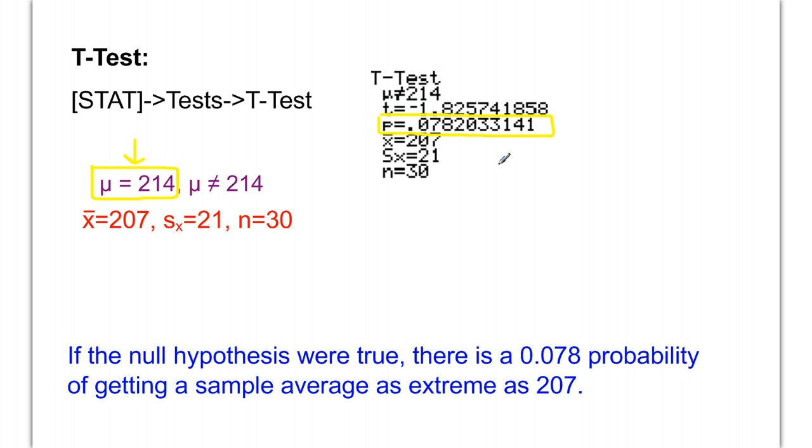Now you might say it's the probability that the null hypothesis is true. There's some specific reasons why that's not exactly an accurate statement, although it's on the right track. So I wouldn't say it that way. I would be careful to say, assuming that the null is true, assuming that mu equals 214, there is a 0.078 probability of getting a sample average, in this case, because it's not equals, as extreme or as far away from the mean as 207.